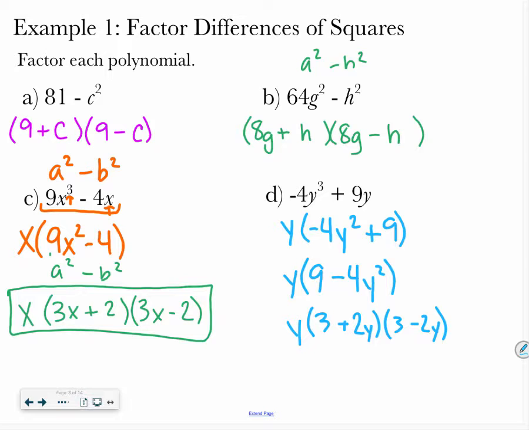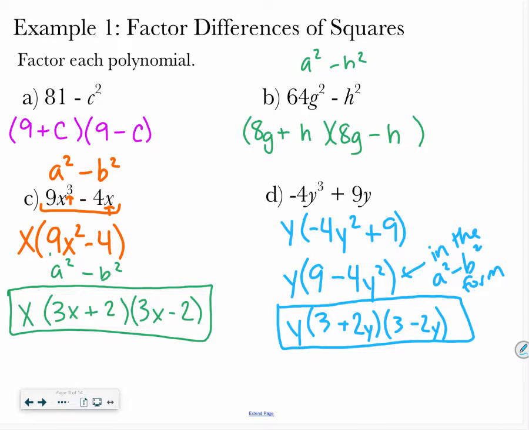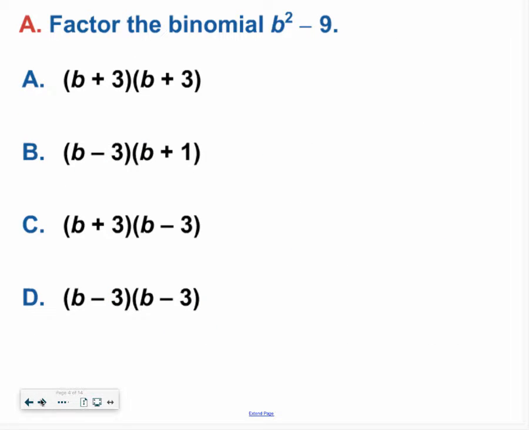So make sure that it is in the a squared minus b squared form before you continue on. Why don't you try this first one on your own? Hopefully you ended up with b plus 3 times b minus 3. If you have questions, let me know.